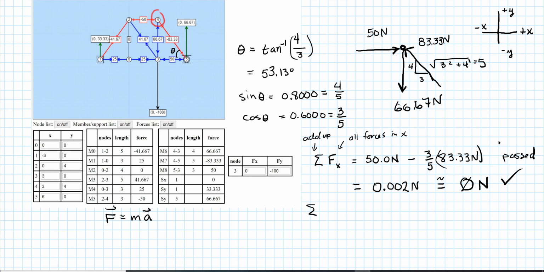Now let's look at our sum of forces in the y direction and see what we get. So 50 only went in the x, so we don't show it. 66.67 looks like it's going in the negative y, so it gets a negative sign. And then the 83.33 looks like it's going up in the positive y, so it gets a positive sign. And we're going to do the 4/5. Remember, this is the same as sine of theta.